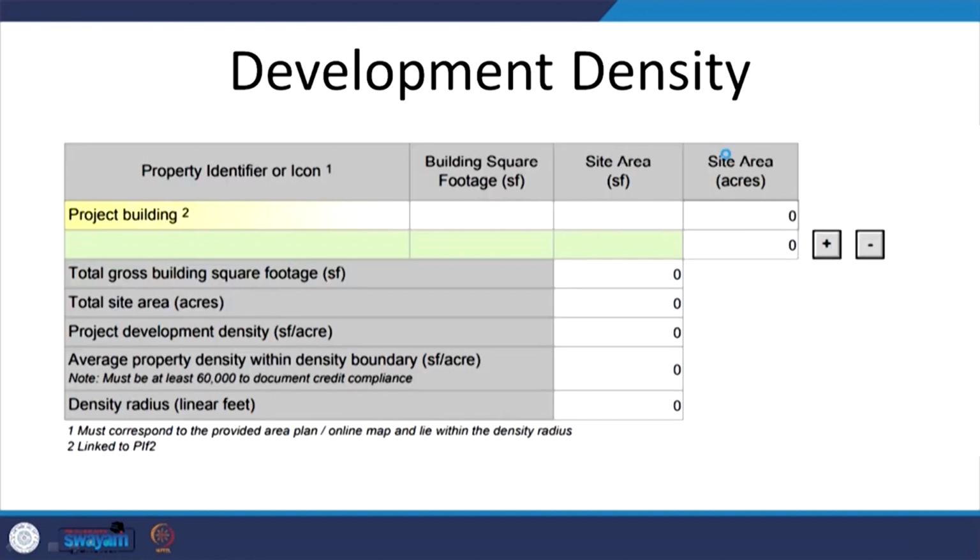We can calculate the total building square footage, the total area, the total site area, and then calculate the project development density. For different rating programs this development density is also prescribed. The ultimate objective is to increase this development density. Higher the development density, lesser is the additional load on infrastructure, which is the main intent of calculating this development density.